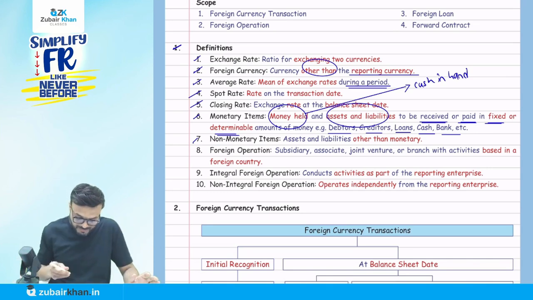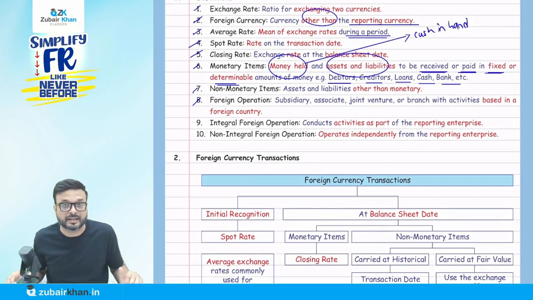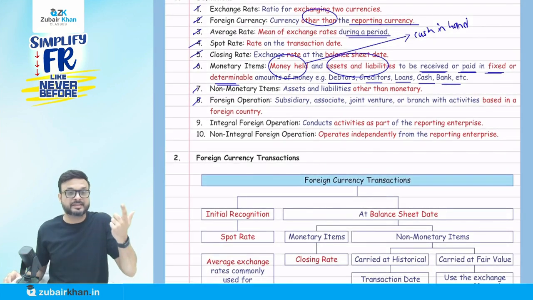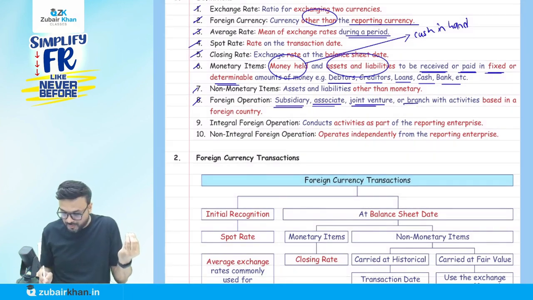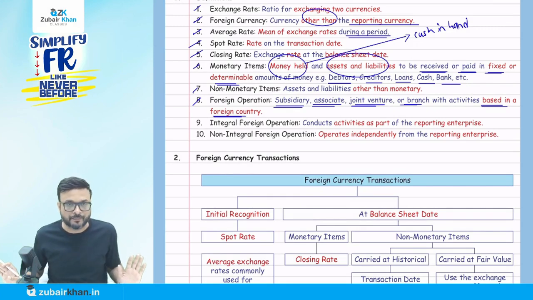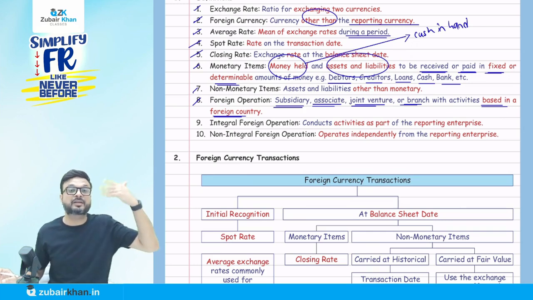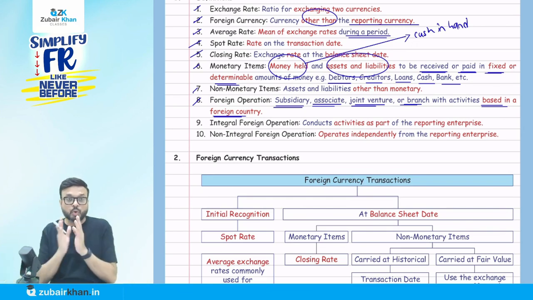Okay. Now it says foreign operation. Foreign operation means we have a certain business there, for example a subsidiary, associate, joint venture or branch with activities based in foreign countries. For example, we are in India, now we have a branch in Dubai or a branch in New York, outside India. That is the foreign operation. We have certain business in foreign, we call them foreign operation. There are two types of foreign operation, integral and non-integral.